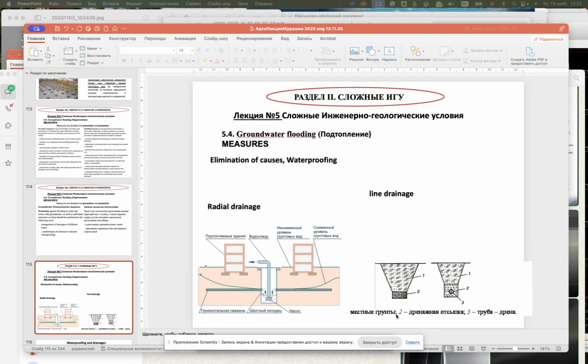Also, we can use line drainage. For example, you can dig a ditch around your building and make a drain layer, for example, with gravel or with perforated pipes. Sometimes we can use a layer of gravel, then locate perforated pipes in the geotextile.